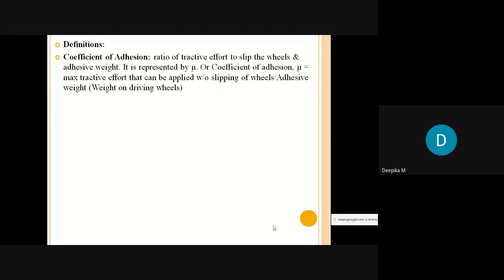Here, to move the wheel, we have to provide the tractive effort, that is, we have to provide an external force that will be given by the motor. Hence, the ratio of tractive effort to slip the wheel, that is to move the wheels on the track, and the adhesive weight, which we will see later, is taken as the coefficient of adhesion, because there will be a weight of the train and there will be an attractive force between the wheels and the track. It is represented by mu. Or coefficient of adhesion can also be defined as the ratio of maximum tractive effort that can be applied without slipping of wheels to the adhesive weight, that is the weight on the driving wheels.